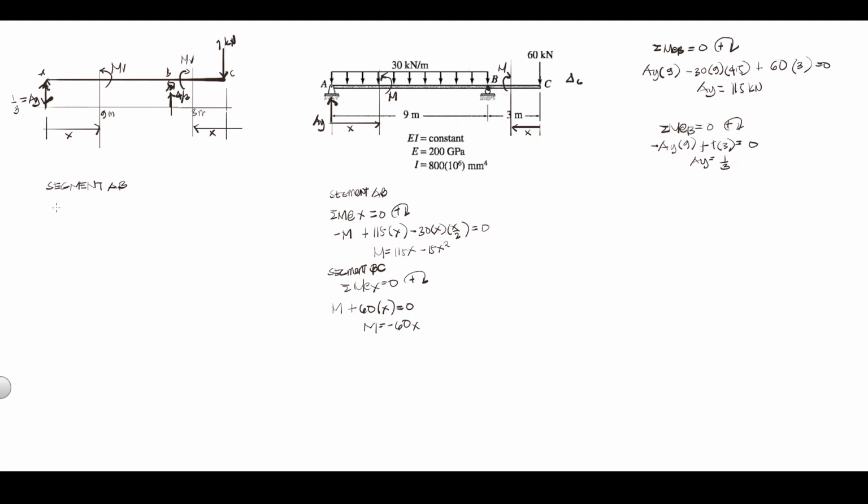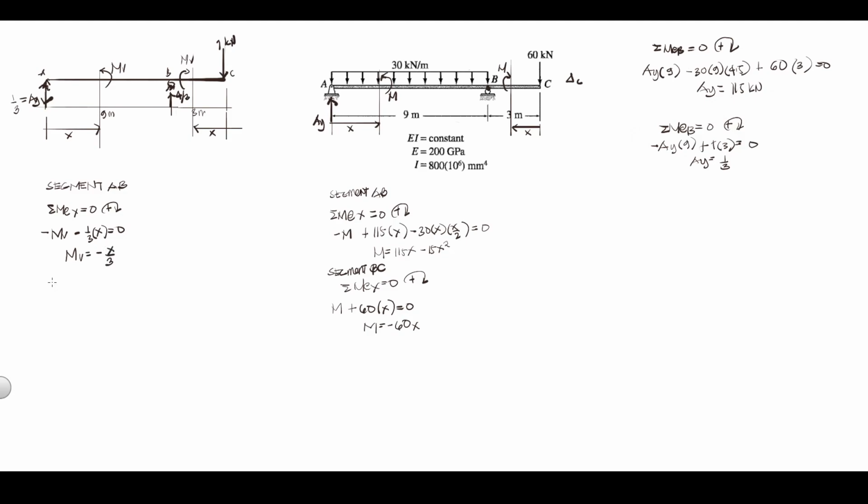So, summation moment at point X is equal to 0. Positive clockwise. So, we have here negative MV, and then we have here also negative AY, that is 1/3 times x is equal to 0. So our MV is equal to negative x all over 3.